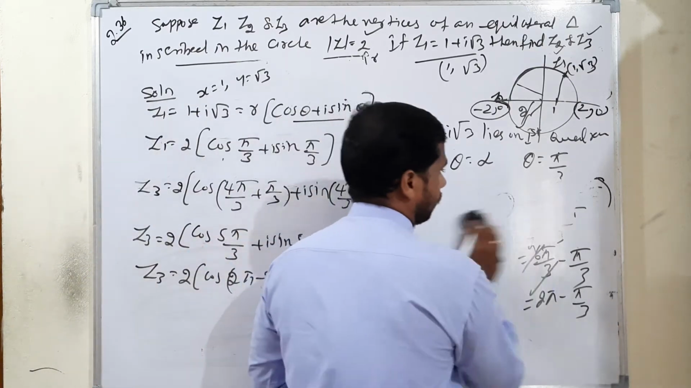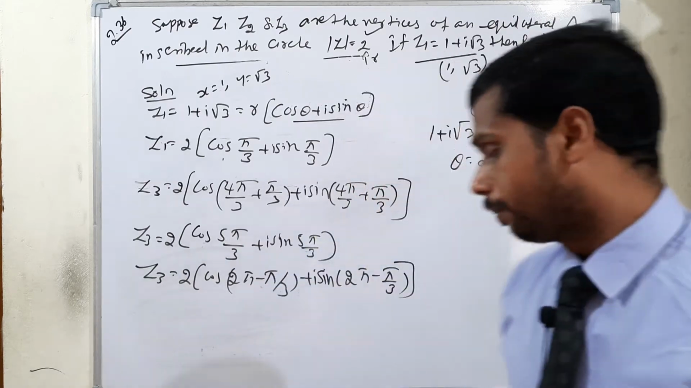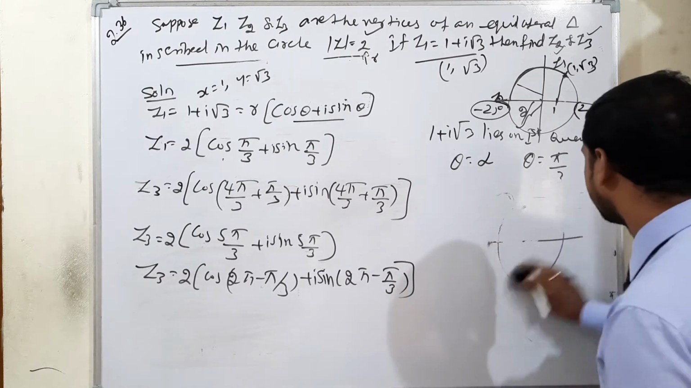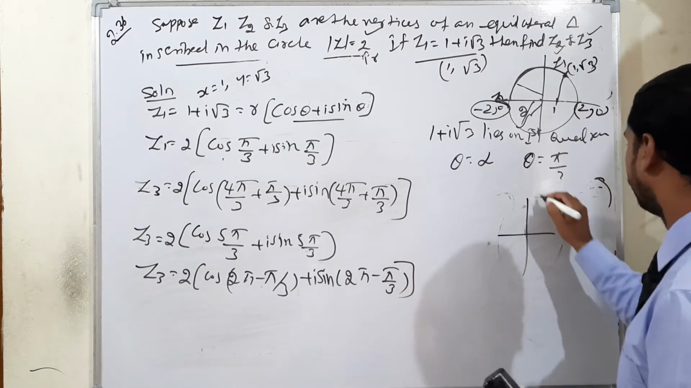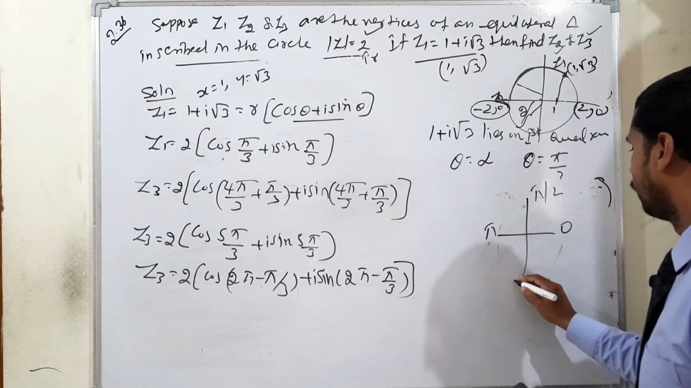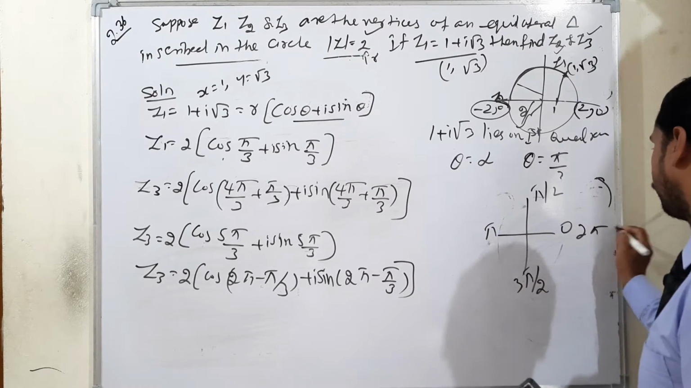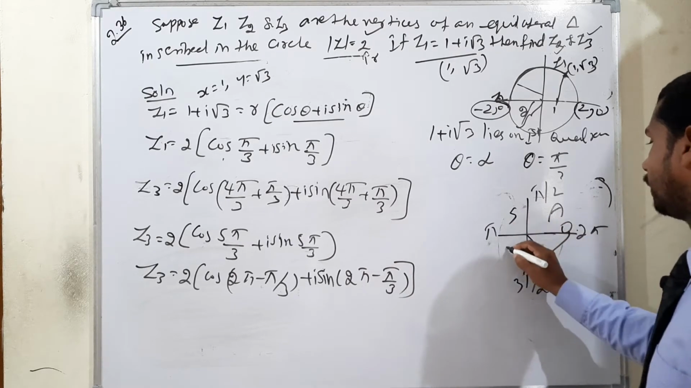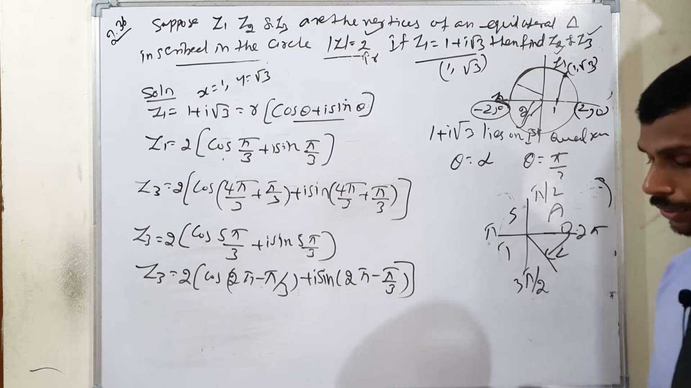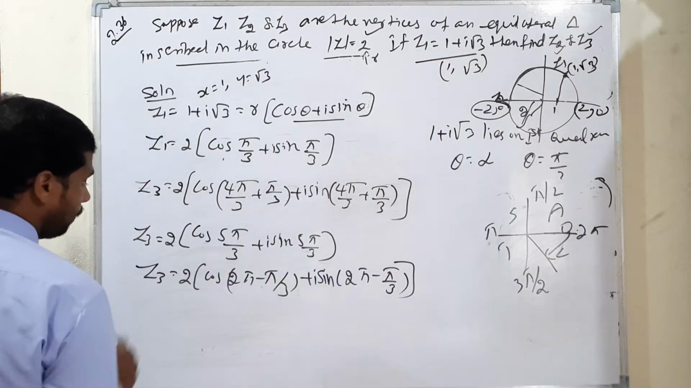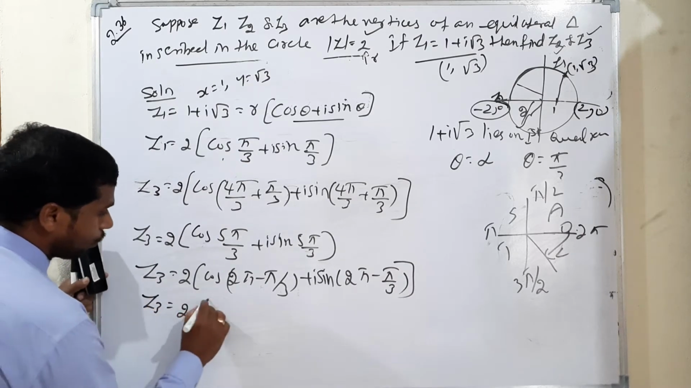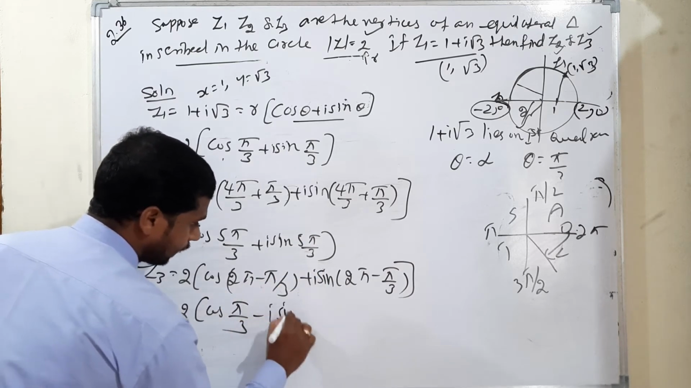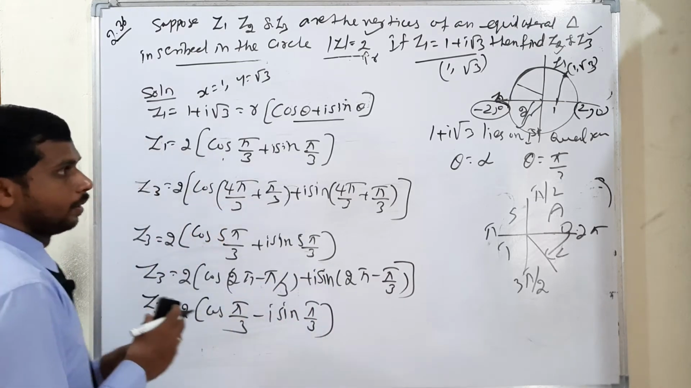So for 2 pi minus pi by 3, what will happen? No need for the circle. Quadrants mean 0, pi by 2, pi, 3 pi by 2, 2 pi, and so on. 2 pi minus means it lies in the fourth quadrant. In the fourth quadrant, by 'all silver tea cups', only cos is positive, but sin will be negative. Therefore Z3 is equal to 2 of cos pi by 3 positive, but sin negative, so minus i sin pi by 3, isn't it?